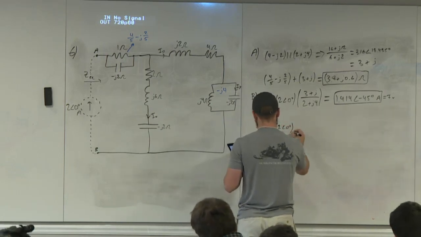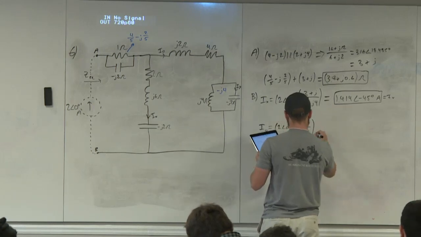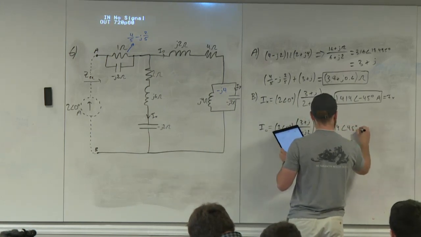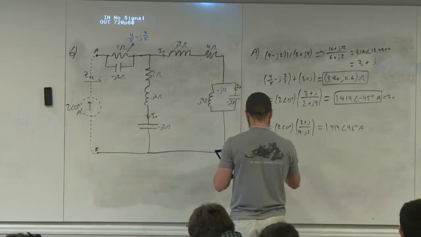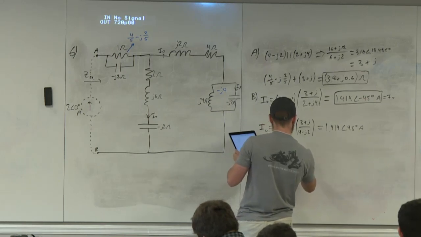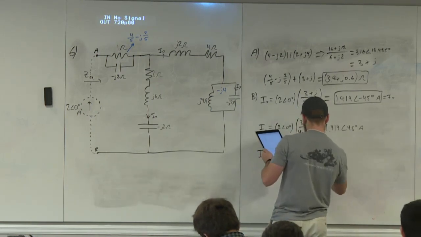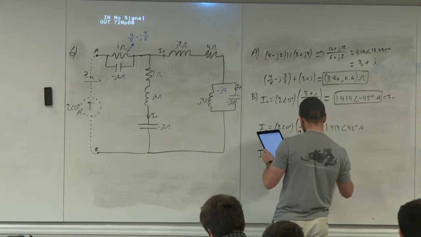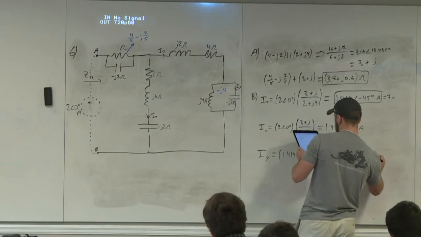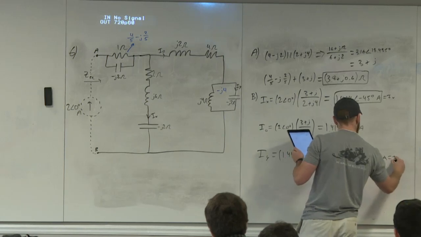So 2 angle 0 degrees times 3 plus j over 4 minus j2. That gets you an answer of 1.414 angle positive 45 degrees. Then we're going to use that value for Iy. So Iy is equal to 1.414 angle 45 degrees times negative j4 over negative j2. That gets you the final answer of 2.828 angle 45 degrees amps. It's equal to Iy.